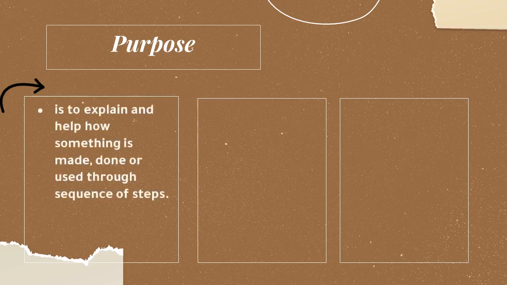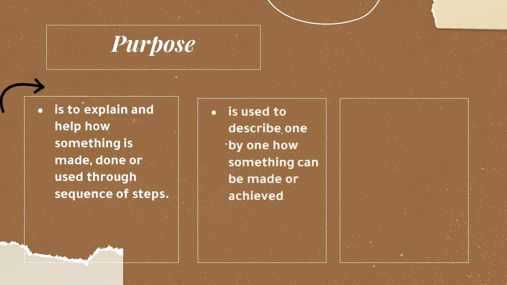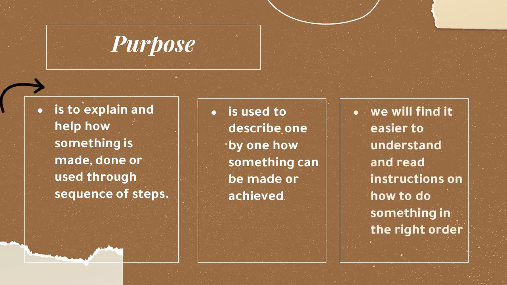Now we're going to talk about the purpose of procedure text. Yes, why we need to learn about procedure text. For the first, the purpose of procedure text is to explain and help how something is made, done, or used through a sequence of steps. And the second is used to describe one by one how something can be made or saved. And for the last, we will find it easier to understand and read instructions on how to do something in the right order.